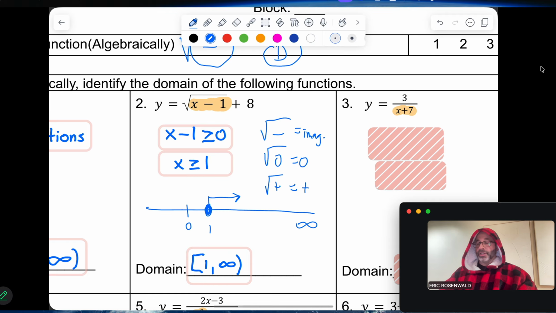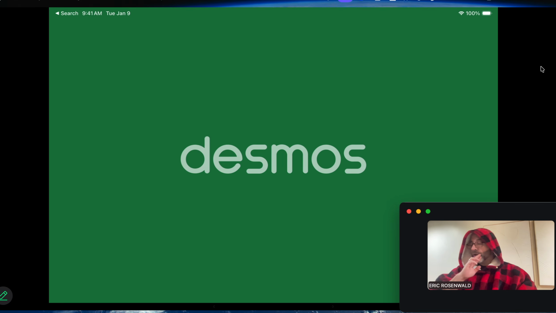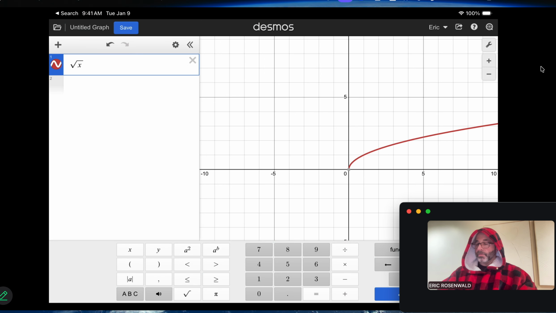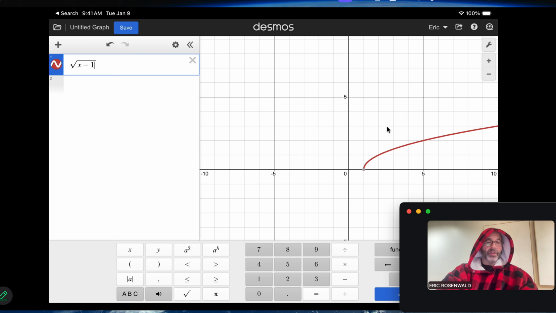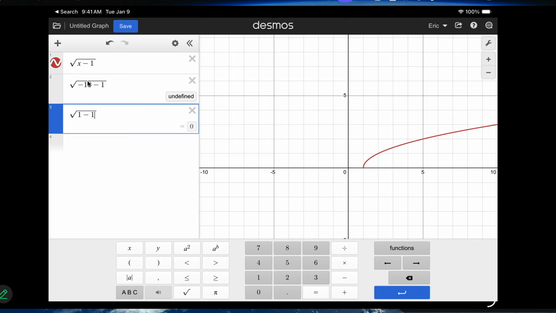So let's see what the graph actually does look like on Desmos here so you can understand the concept. The square root of x minus 1, and you can see that the graph that's taking place here starts at 1 and it goes to the right forever. There's no values for x over here because if I plugged in a value, let's say a negative 10, and did the square root of negative 10 minus 1, you would see it becomes undefined. And if I put in 1, the square root of 1 minus 1, which is 0, that just gives me 0.